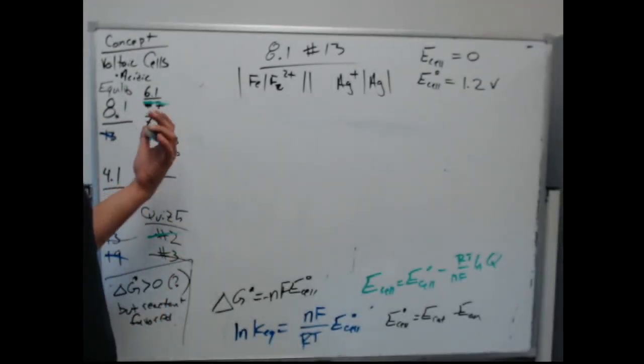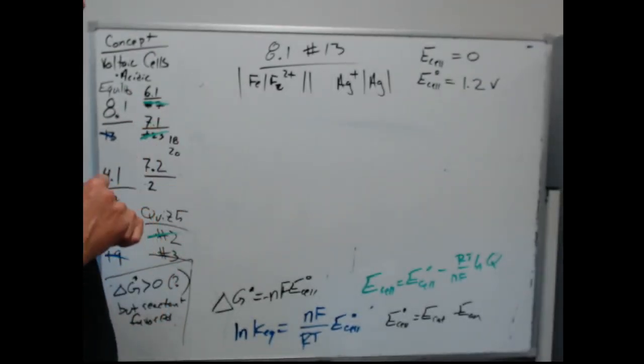Our non-standard cell potential is 0 at equilibrium, but there's still some standard we can refer to. Now let's do the drop-down menus. Is the cell potential affected by adding more Fe solid? I know that should be no, right? No, right? Yeah.